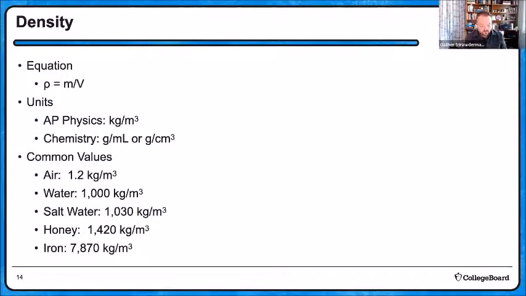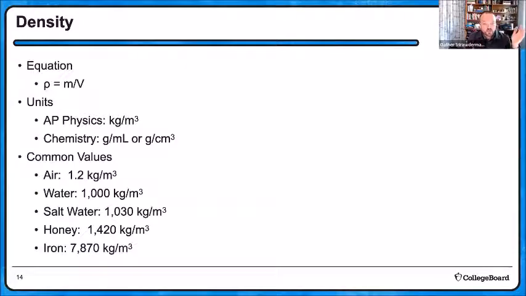But you'll notice that there are some common density values for different fluids, and also a solid in the case of iron, and what their densities are. Students aren't going to need to know density values. They're not going to have to memorize them. They'll always be given to them on the exam.